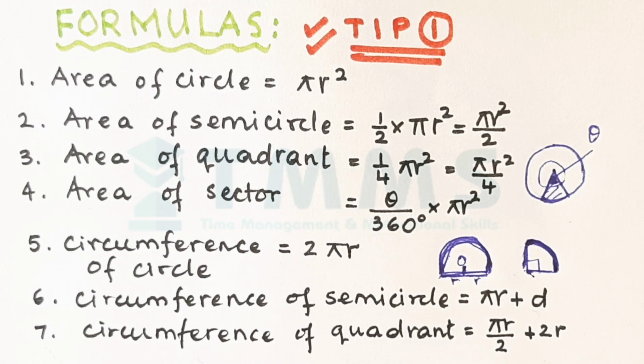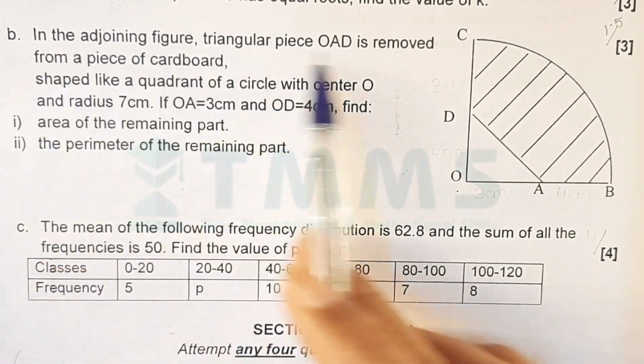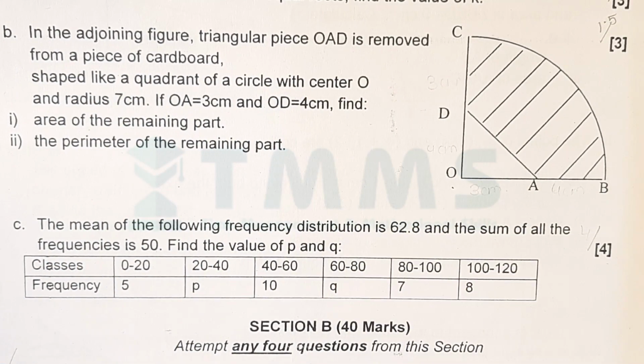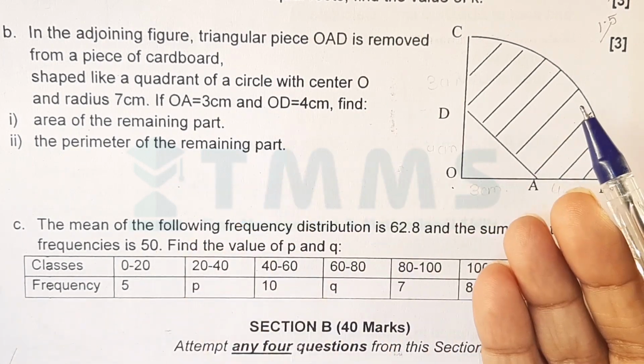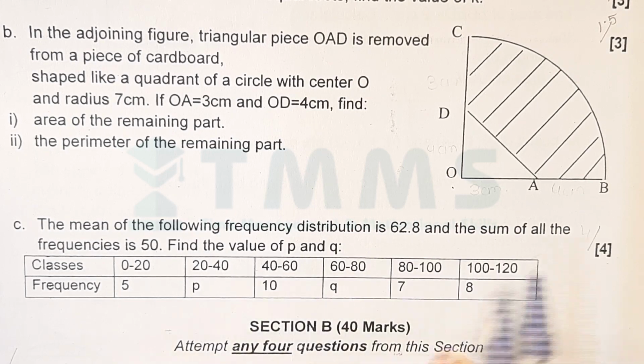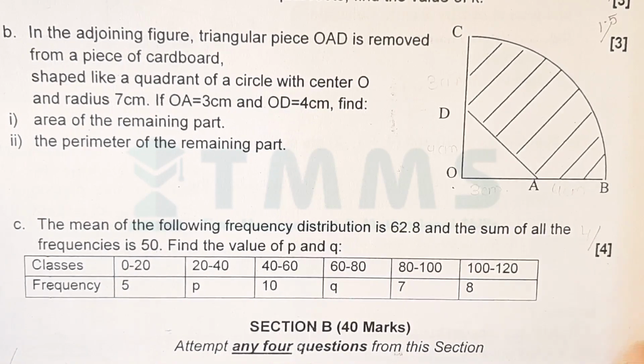Okay, so we understood tip number 1. We have to know these formulas by heart. The first question that we have is this one. Now, as you can see, I have taken the question papers, and from the question papers, I have taken selected questions which are pertaining to our topic for today. What is our topic for today? Mensuration in circles.